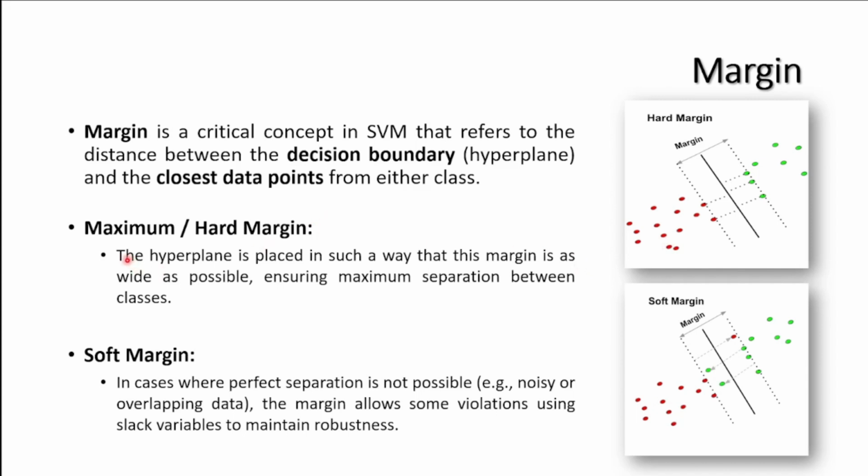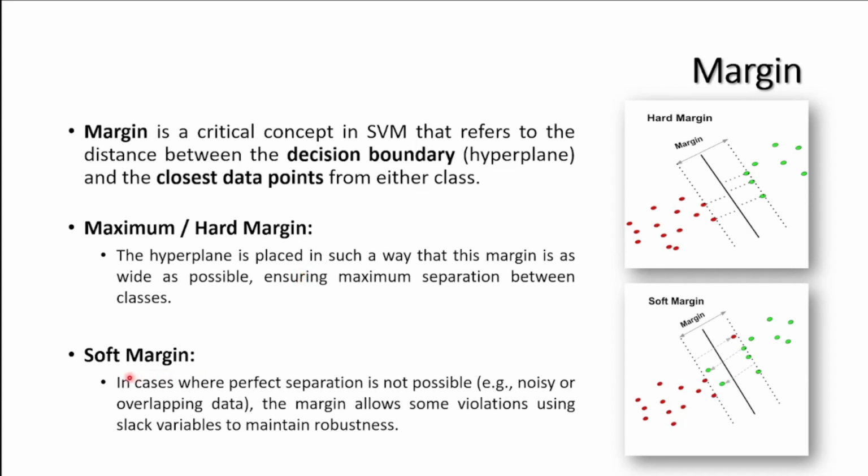Okay, so first of all, the largest margin width that we could find here is what we call the maximum or hard margin. The hyperplane is placed in such a way that this margin is as wide as possible. Meaning that we find the largest, widest possible margin from the selected hyperplane in the SVM approach. That is called the maximum or hard margin.